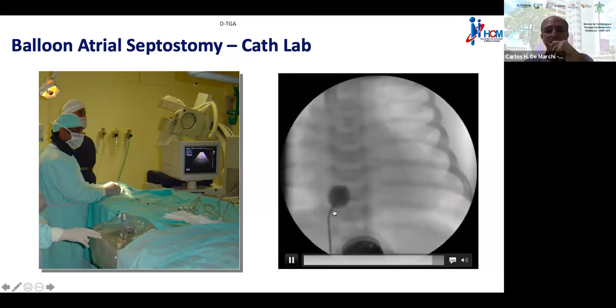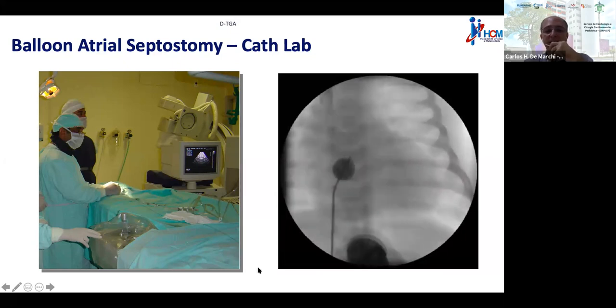The catheter balloon is pulled back to enlarge the atrial septal defect, and this is the probe, the echo probe, to guide the exam.